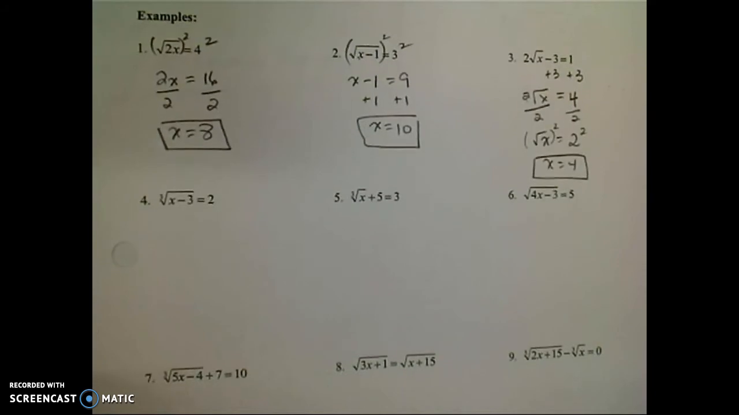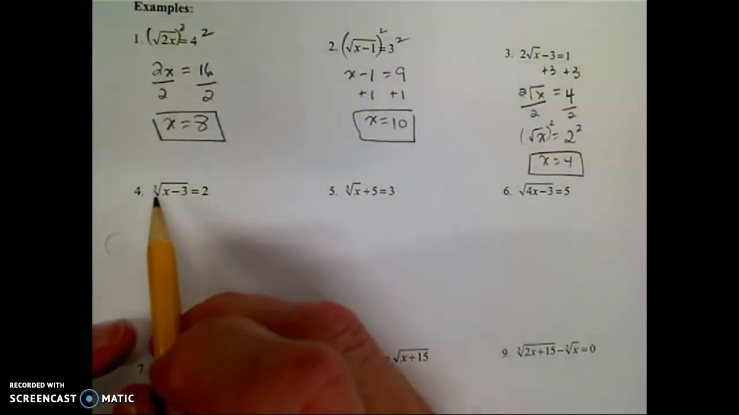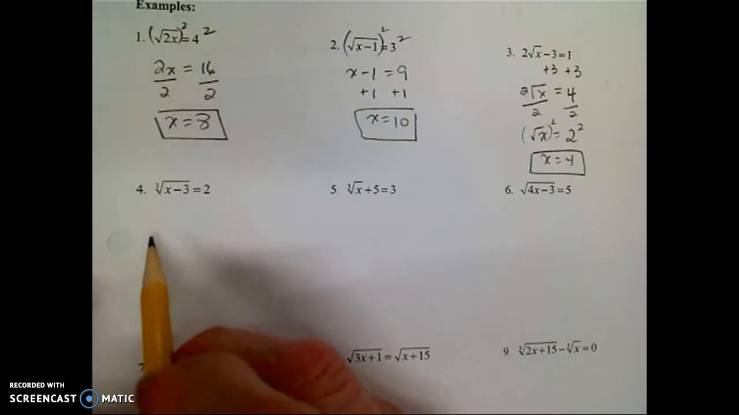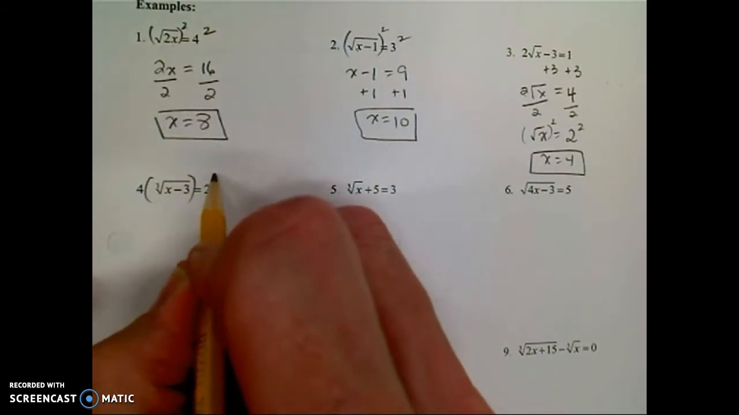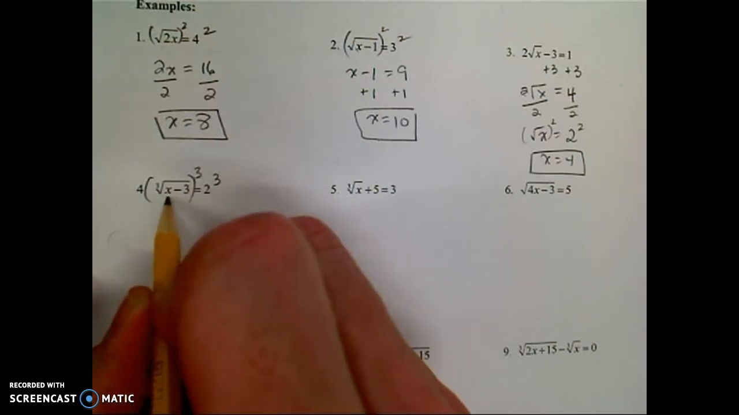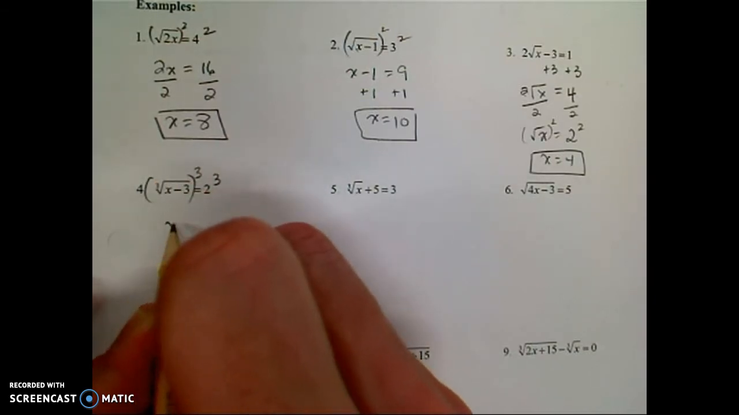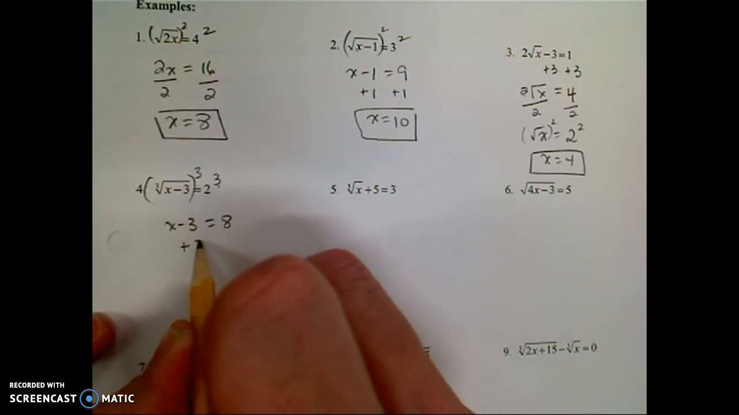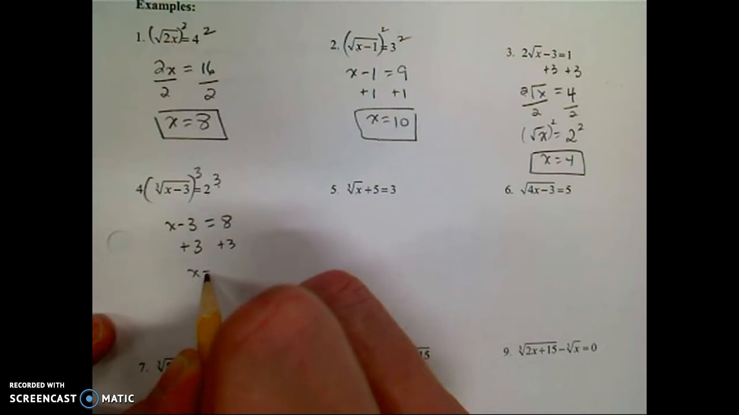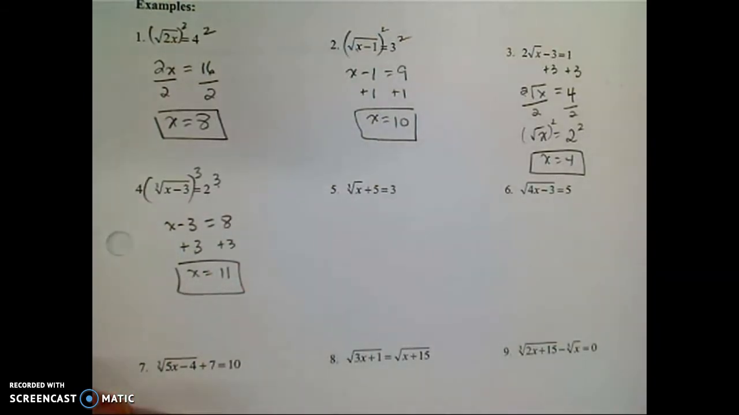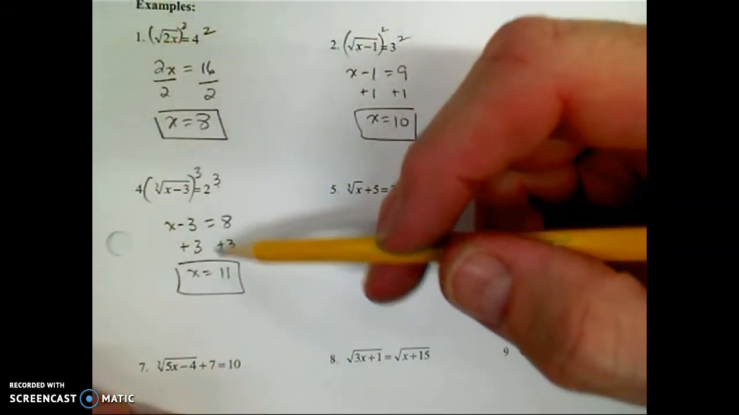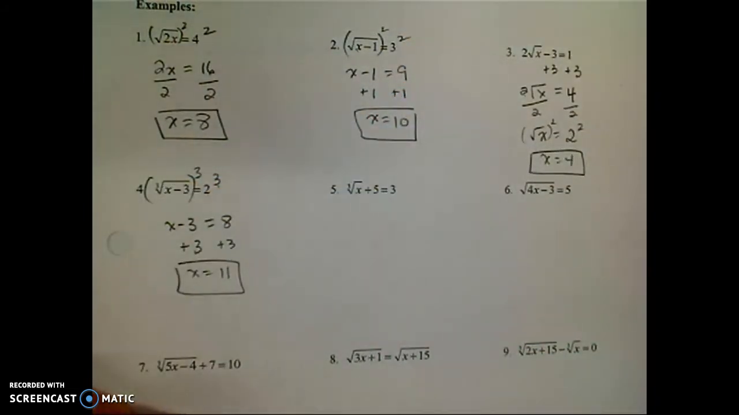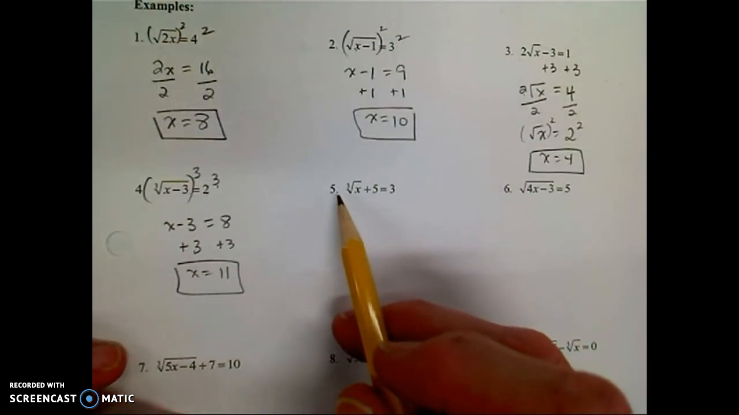Can I still use these tactics if it's a cube root? Absolutely. If I cube a cube root, I'm left with the radicand. So the cube root of the quantity x minus 3, cubed, is just x minus 3. 2 to the third power is 8. And you can see if I check this, I put 11 back inside of here. 11 minus 3 gives 8. The cube root of 8 is 2. The original equation checks.